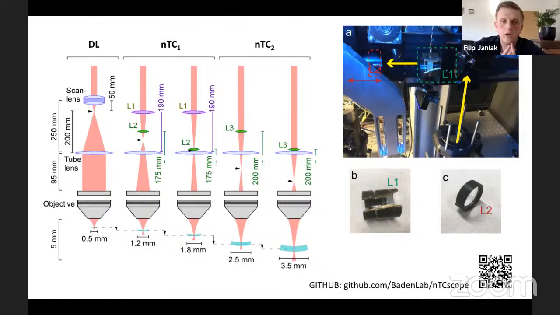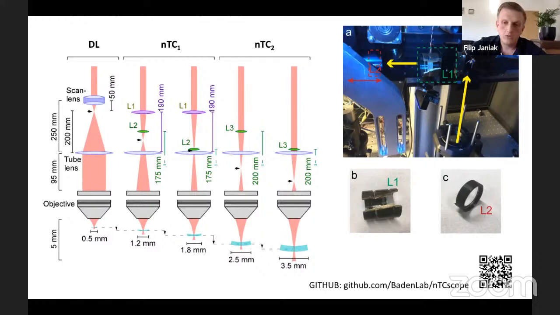I don't know exactly what the results will be, because they will depend on the focal length of the scan lens, the tube lens, and the optical configuration, the distance between the tube lens and the back aperture of the objective which you are using. But if you look at the manual, you will find an answer on how to quickly check this and how to apply it on your own setup.